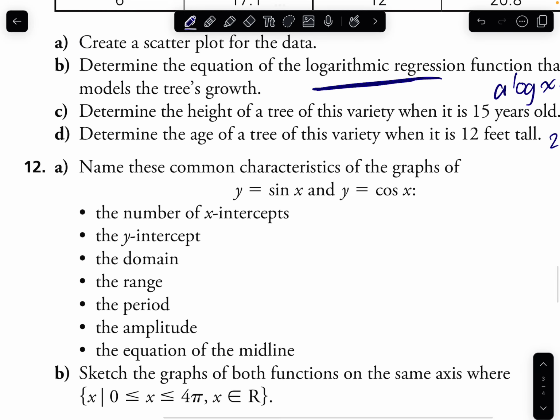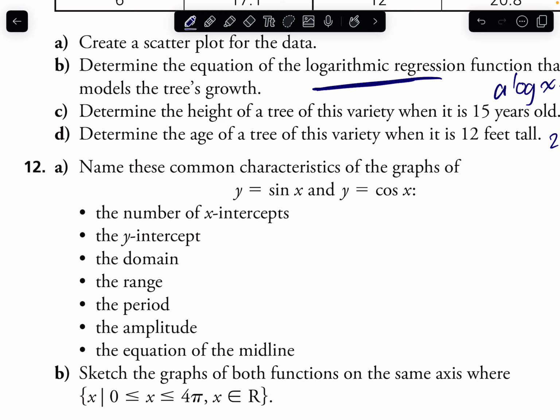Name the common characteristics of the graphs. Number of x-intercepts. What? Infinite? Like, between what domain? If it's in general, it's just going to be infinite. Okay, they also, again, have not answered the question. It says number of x-intercepts. They give you the actual x-intercepts.